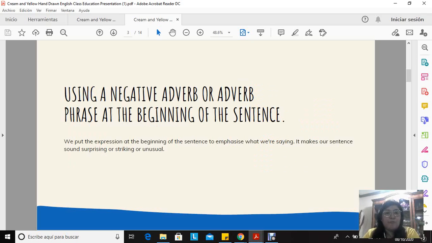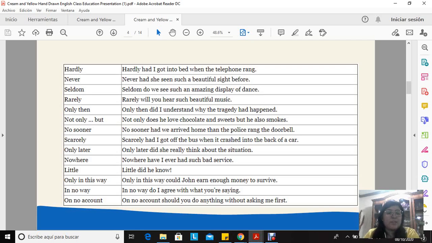Now, there are different forms to apply inverted sentences. One of them is using a negative adverb or adverb phrase at the beginning of the sentence. This makes our sentence sound surprising and emphasizes what we are saying. Here are some examples, using adverbs such as hardly, never, seldom.